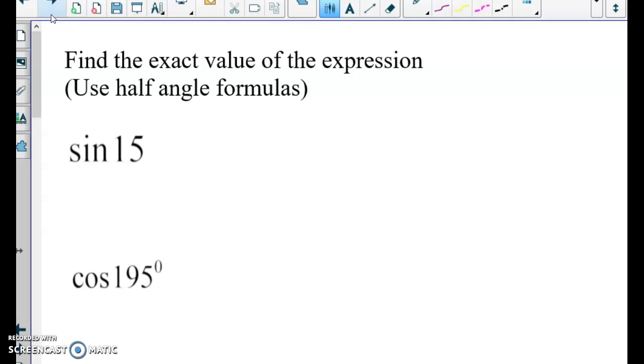So let's talk a little bit about half angle formulas. If I'm finding the sine of 15 degrees, I'm going to write that as the sine of 30 divided by 2.